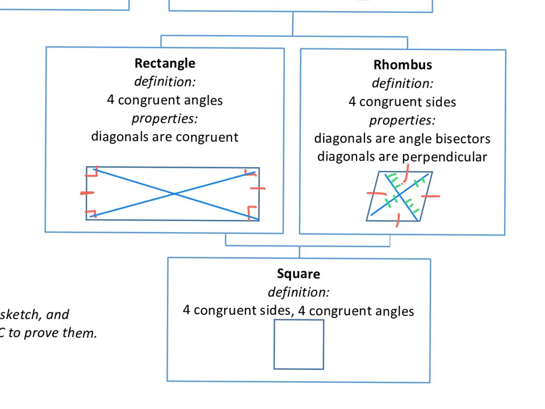So the properties exhibited over here with a rectangle, that the diagonals are congruent, and also the properties of a rhombus, that the diagonals bisect angles and that they are perpendicular to each other, hold true for a square.